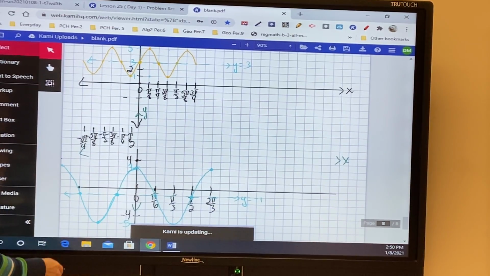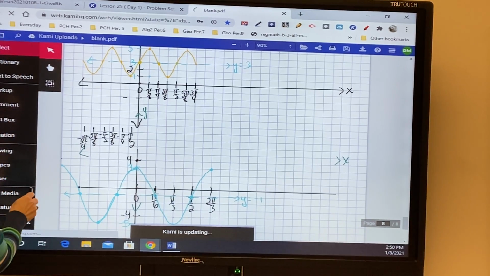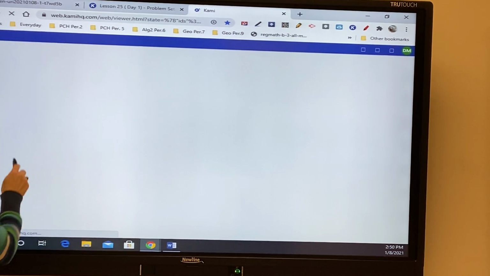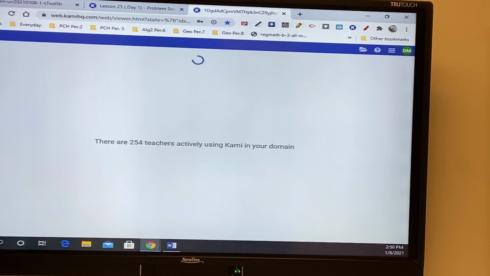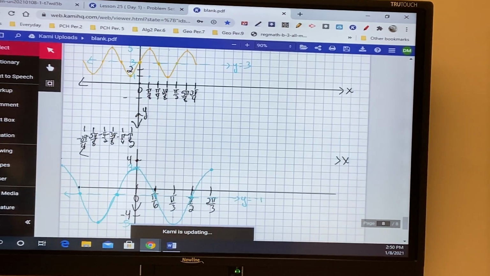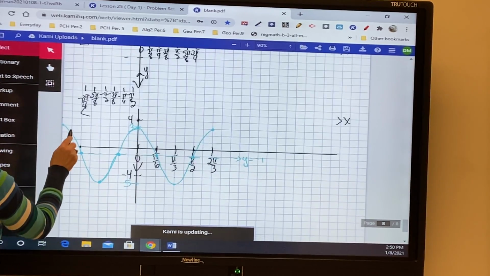Oh no, why did that just happen? Uh-oh. Huh. What is happening to my graph here? Always touch the wrong thing.